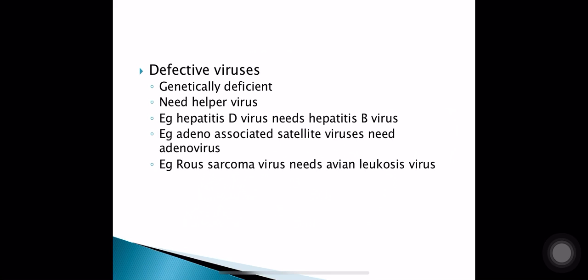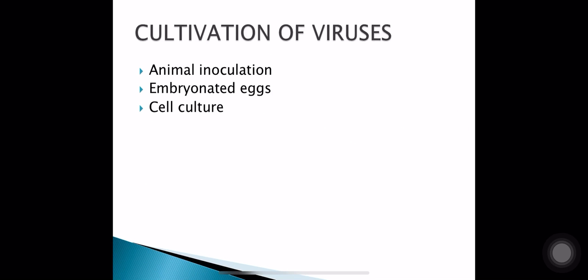Now, defective viruses are genetically deficient, and they cannot synthesize and multiply on their own. They require a host cell, a helper cell and a helper virus. Examples of defective viruses include hepatitis D virus, which requires hepatitis B virus, adeno-associated satellite viruses, which require adenovirus, and Rous sarcoma virus, which requires avian leukosis virus as a helper. With this, we finish General Properties of Viruses Part 2.